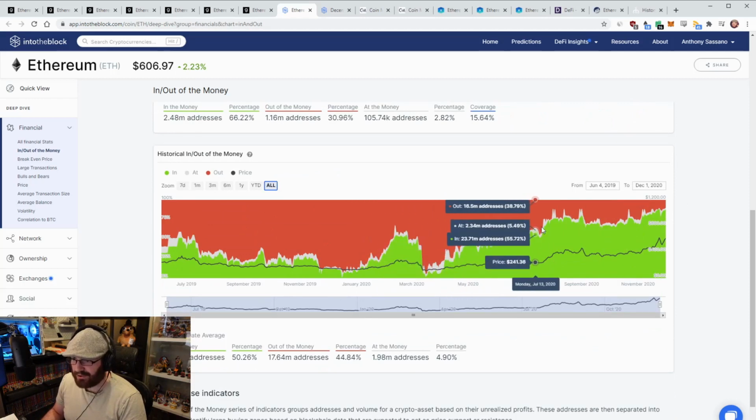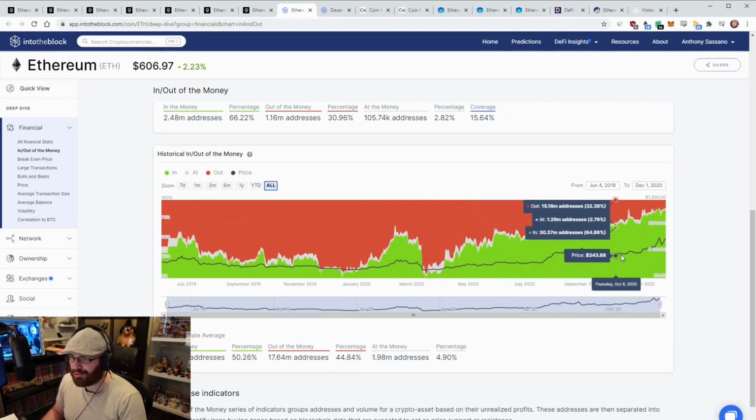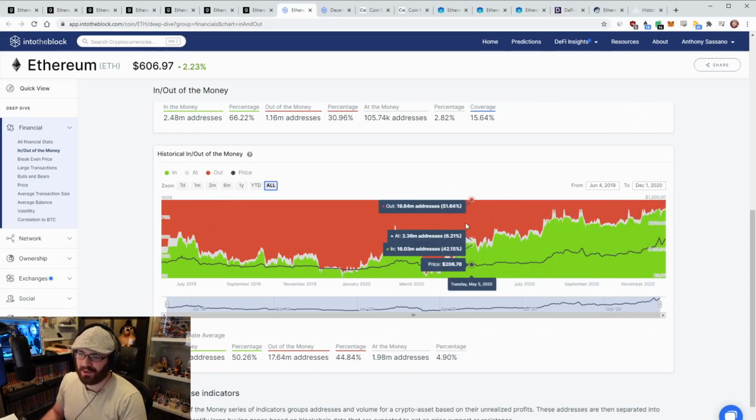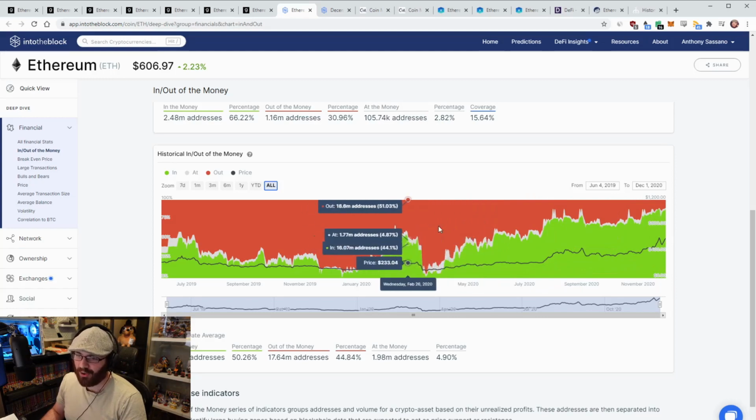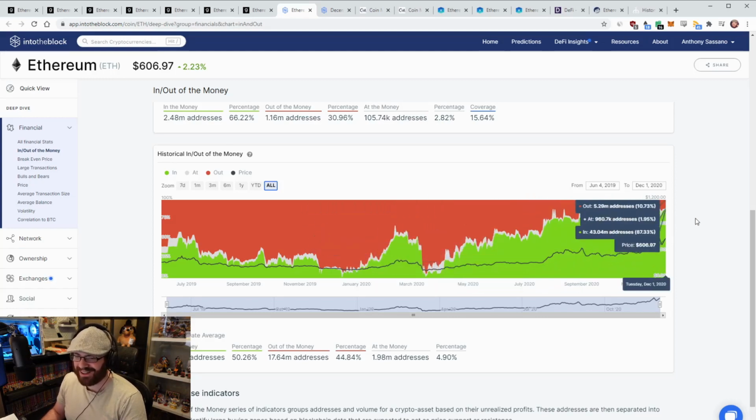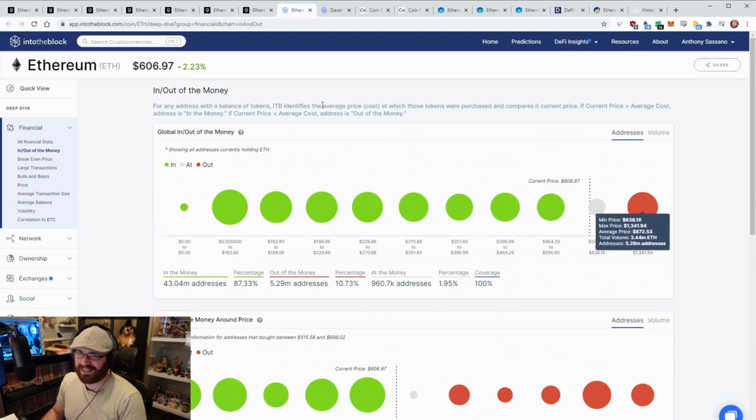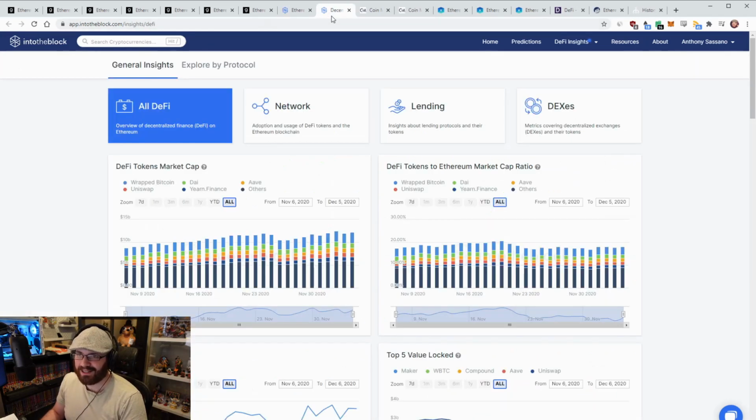So you can see how it's turned green, and because of that, the price has been able to go up, right? When it's mostly red, the price can't go up, as I explained, right? So very interesting metric. I love looking at this. Definitely go check it out.